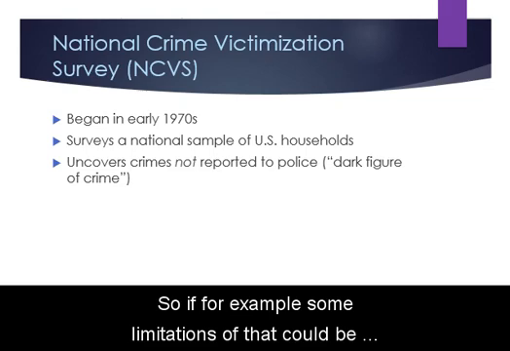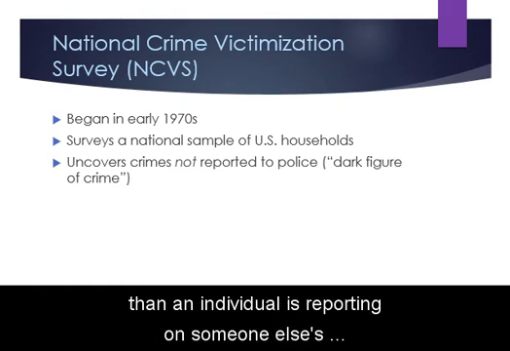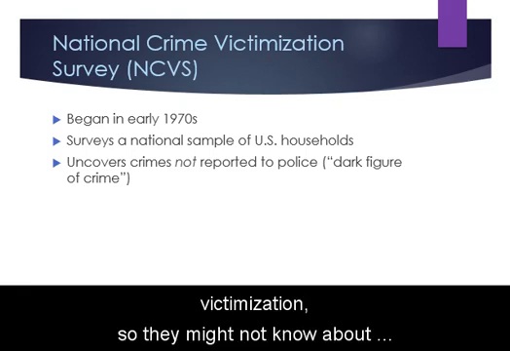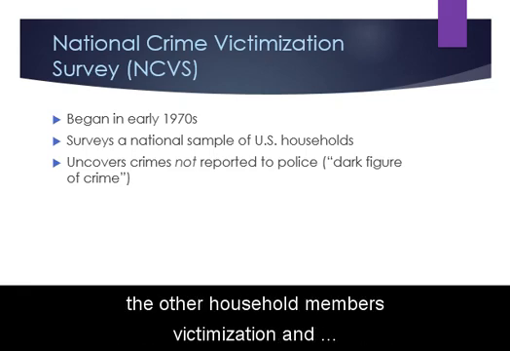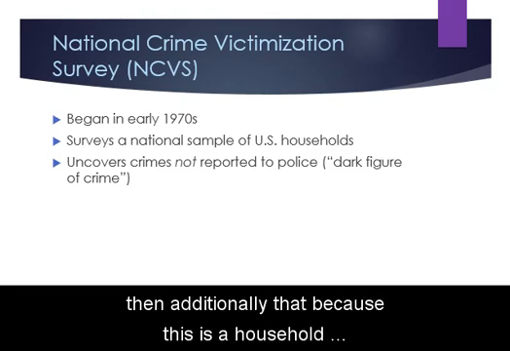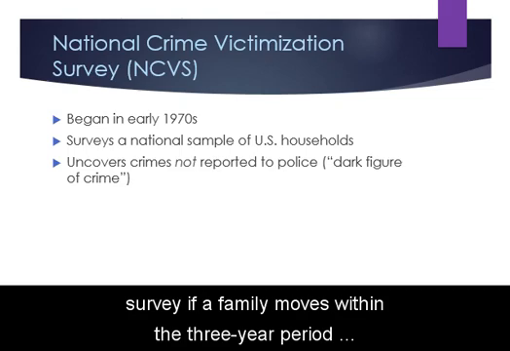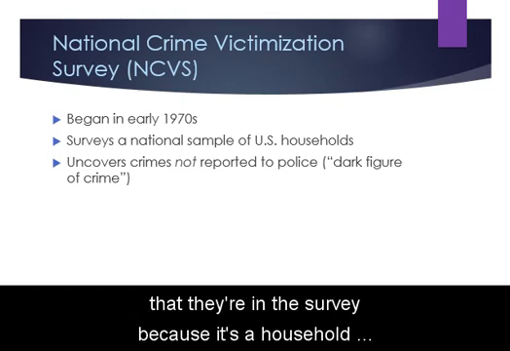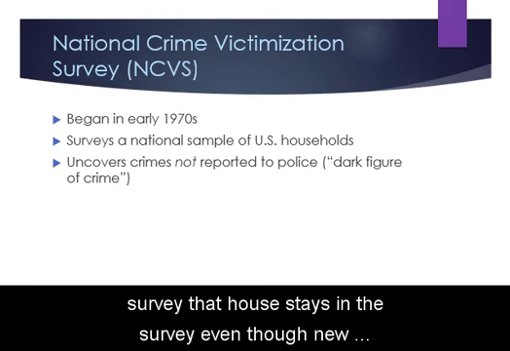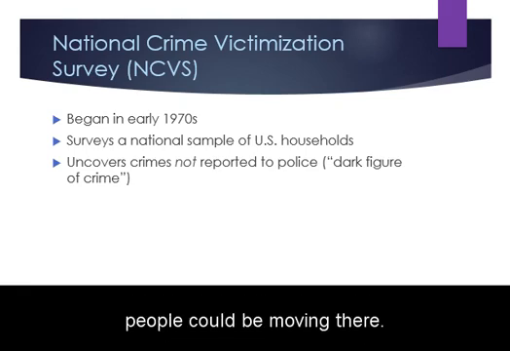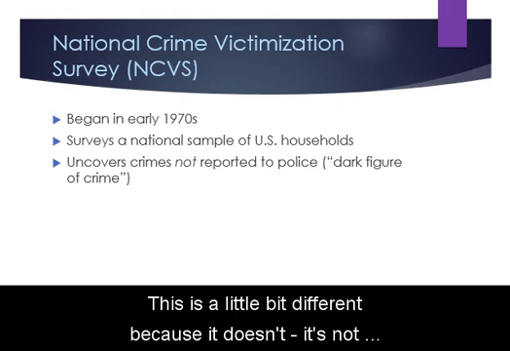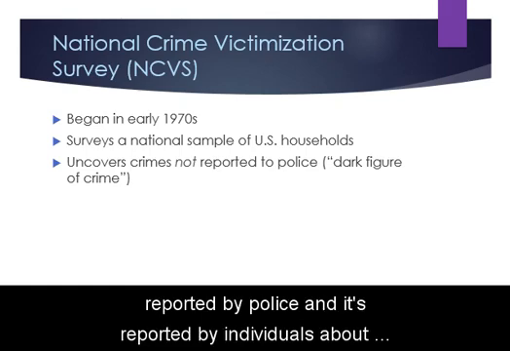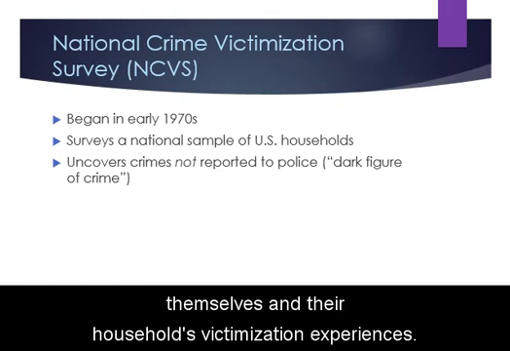Some limitations of that could be that an individual is reporting on someone else's victimization, so they might not know about the other household members' victimizations. Additionally, because this is a household survey, if a family moves within the 3-year period, that house stays in the survey even though new people could be moving there. So this is a little bit different because it's not reported by police; it's reported by individuals about themselves and their household victimization experiences.